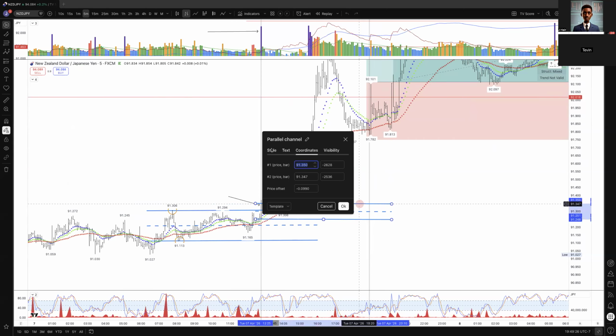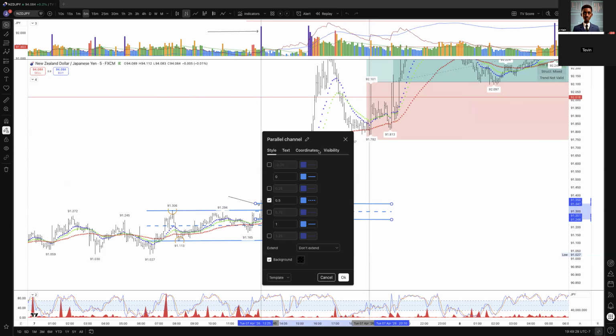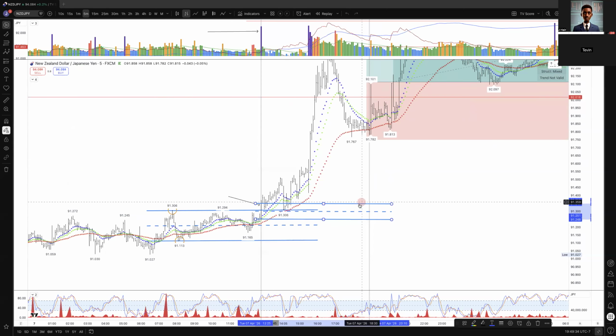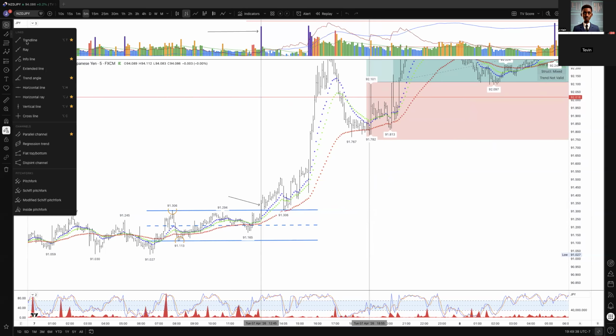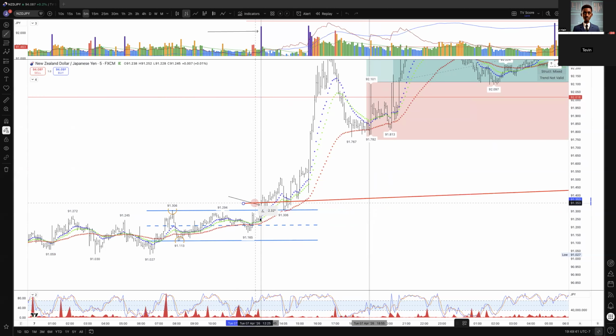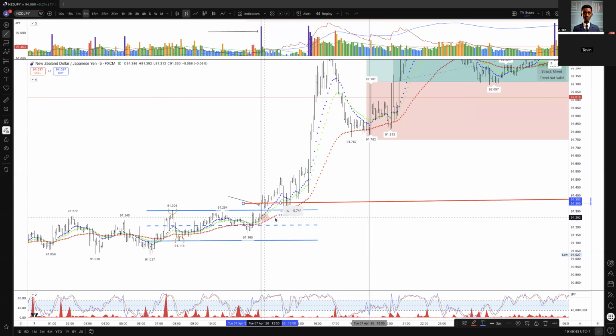I'll change the color of this one to like green or something like that. I can use a different color, but I usually do a big horizontal ray through here, to make it super bold.